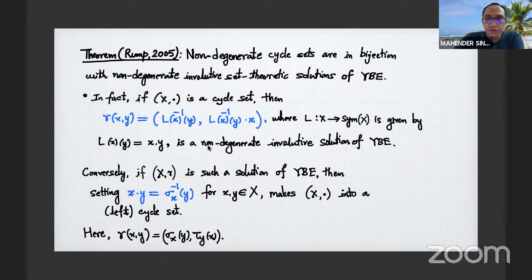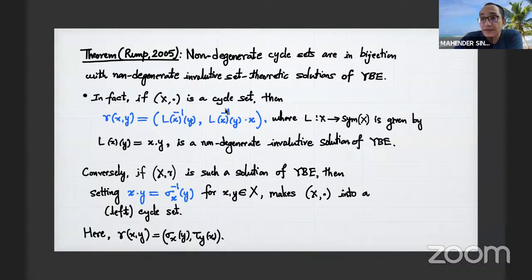So what Rump proved is the following result. Non-degenerate cycle sets are in bijection with non-degenerate involutive set theoretic solutions of the Yang-Baxter equation. Recall a cycle set is non-degenerate if the squaring map is a bijection from X to X, and solutions are non-degenerate if the component maps sigma_x and tau_y are bijective, and it's involutive if the square of the solution is the identity. So there is a bijection between them. In fact, it's not very hard to check how this really happens.